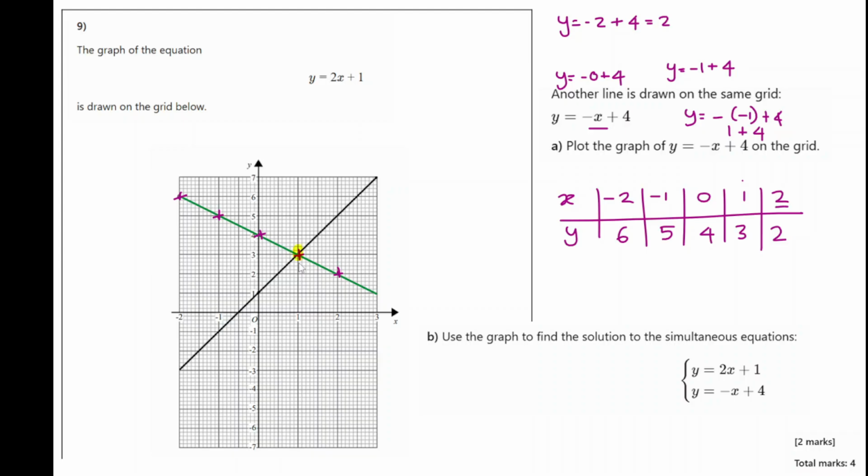So all we need to do is just go down, and the x value here is 1. So I know x is equal to 1. About the y value, go to the left here, and I can see it is 3. Y is equal to 3.